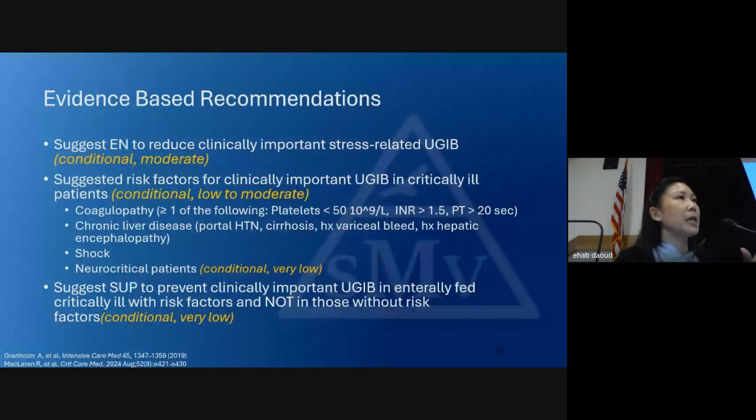Neurocritical care patients is kind of its own little realm. They study neurocritical care patients in a separate set of studies, but it is recommended to start GI prophylaxis in those specific types of patients. They also suggest that stress ulcer prophylaxis is used to prevent clinically important upper GI bleed in those who are enterally fed, so if you're feeding them, and they have risk factors. If they do not have risk factors, it is not necessary that you need stress ulcer prophylaxis in those patients.